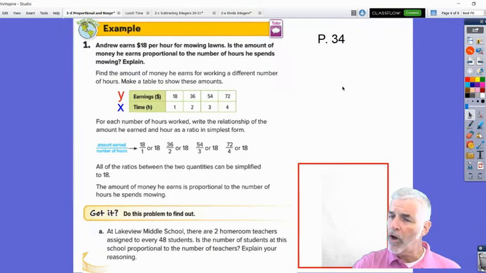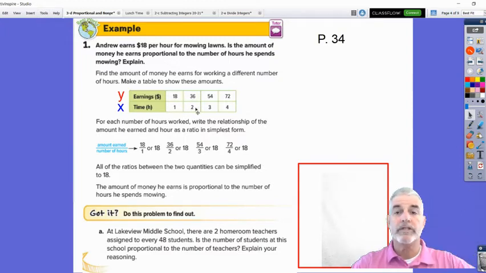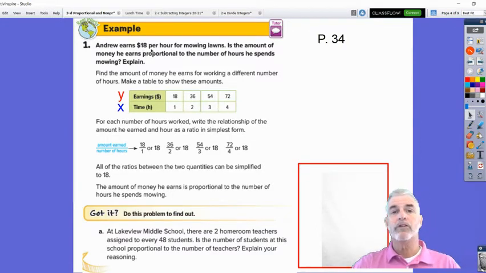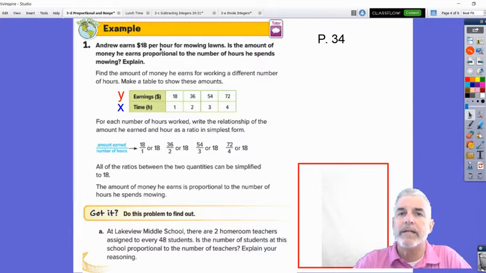All of these problems are going to give you two numbers that are related to each other, and as one number changes, the other one changes, and we see what that relationship does as the numbers change. Andrew, in this next example, earns $18 an hour mowing lawns. Is the amount of money that he earns proportional to how much time he spends mowing the lawn? Explain. And when it says to explain, what I want to see is the ratios and that they are all equal. That would be the explanation.